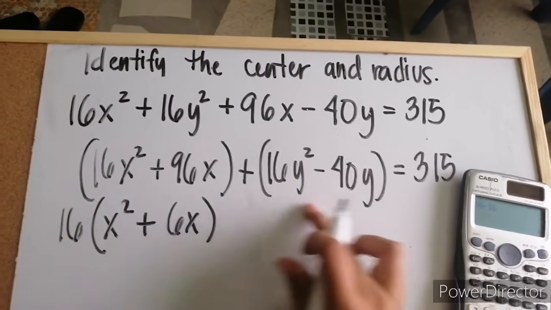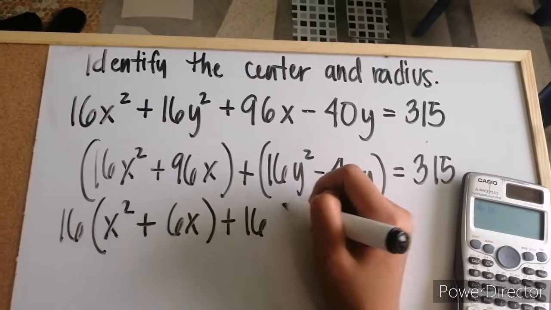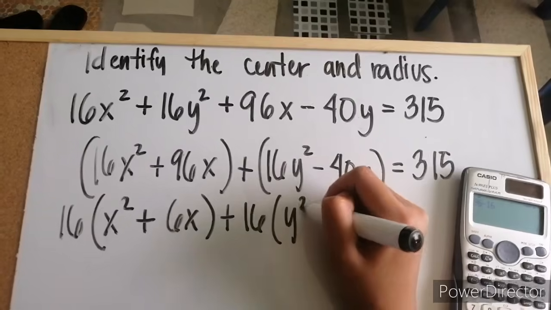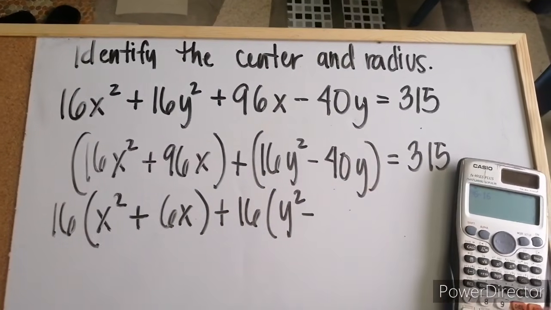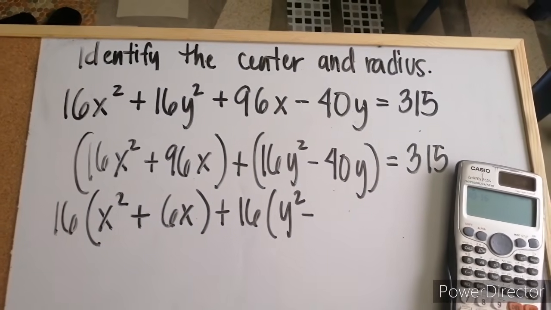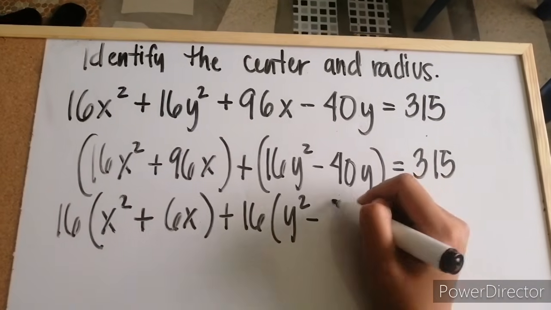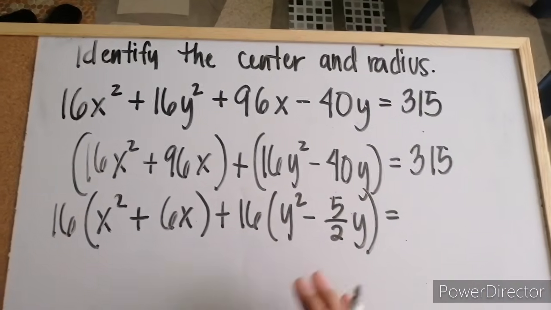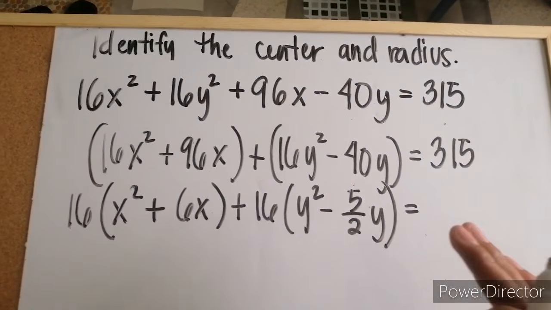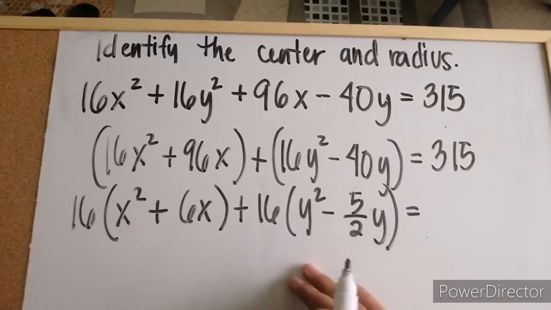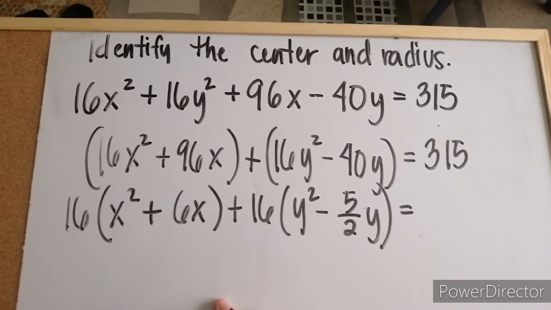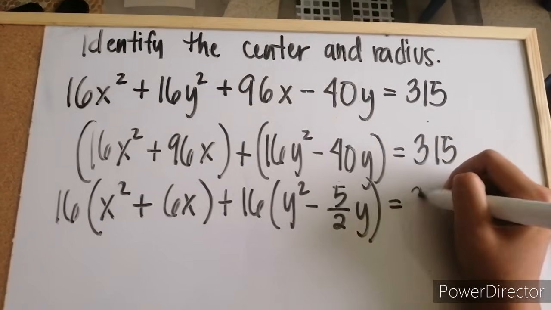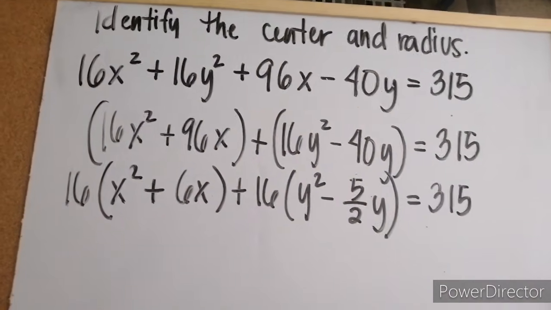The same also for our y. Remove our 16, we will have 16y squared divided by 16, that is simply y squared, minus 40 divided by 16, that is 5 over 2 y. Don't be too anxious when you see a fraction, because when we solve this equation, it is simply the same as those equations that don't have any factor. So just chill, okay? Equals 315.